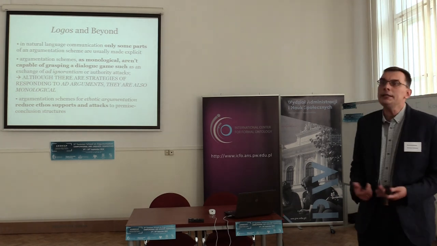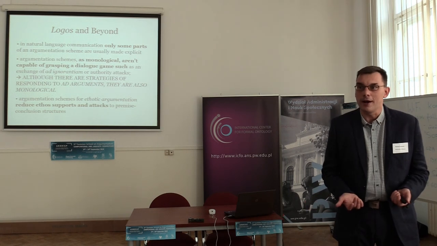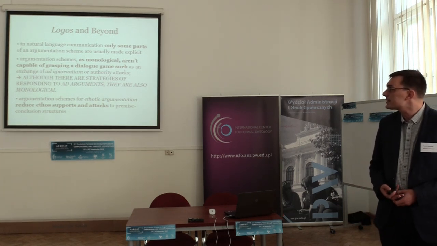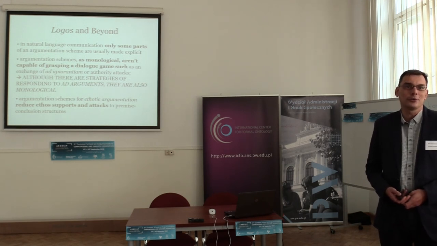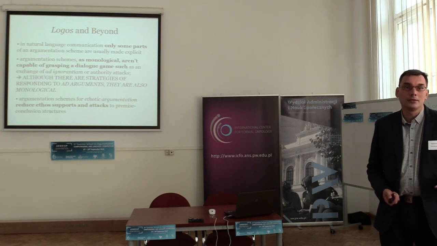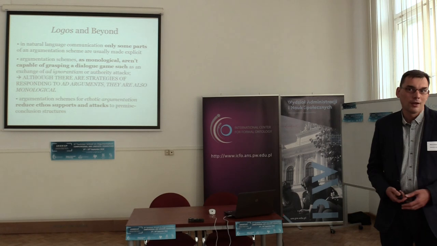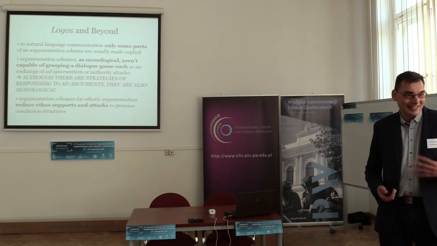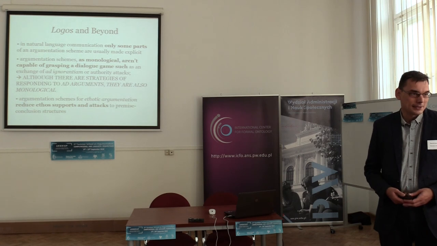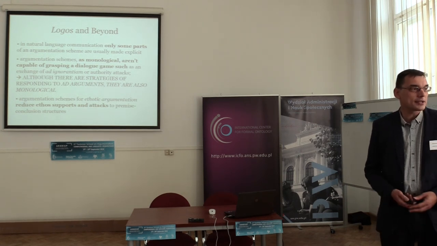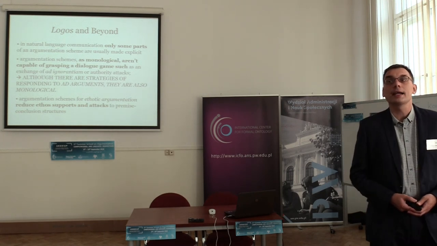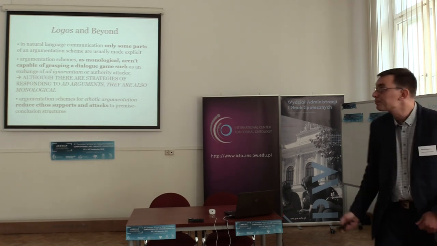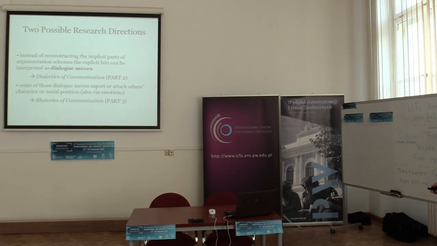What does it mean? Ethos, as I said previously, is the character of the speaker. And in argumentation scheme theory, there is something like ethotic argumentation. But this ethotic argumentation, like ad hominem arguments, as shown before, is reduced to premise conclusion structures. This means that ethos is reduced to logos, in a way. So how to go beyond this in order to show that there are some interesting structures related to the character of the speaker which cannot be grasped by these logotic argumentation schemes? Okay? So there are two possible research directions here.